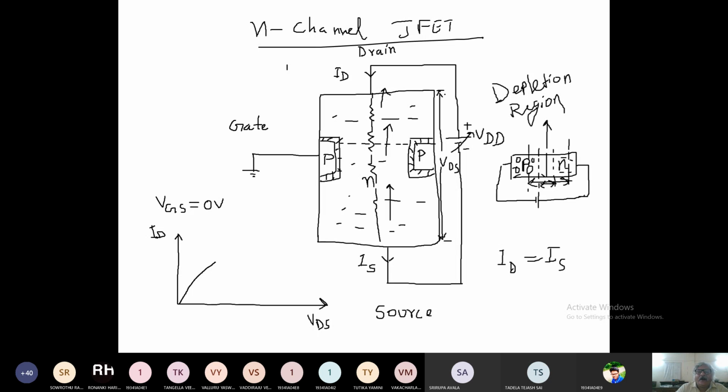VDD to the N channel, N type of material. VDD is connected to the N type of material. So this VDD positive is connected to the N type of material. You can see clearly it is shown here. N type of material is connected to the plus terminal of the battery. So if you are increasing this VDD, gate is connected to ground. It is constant. It is not changing.